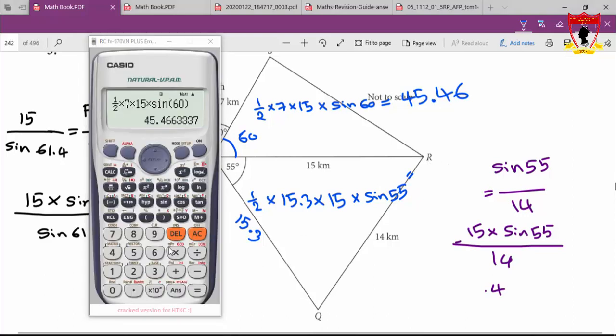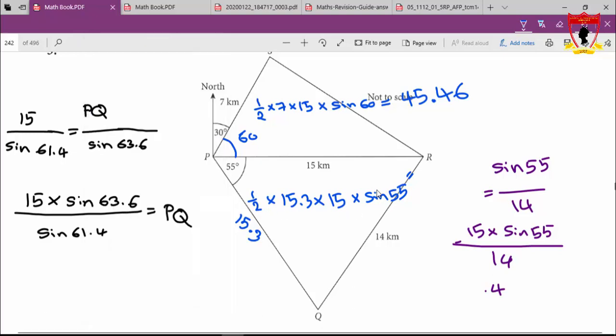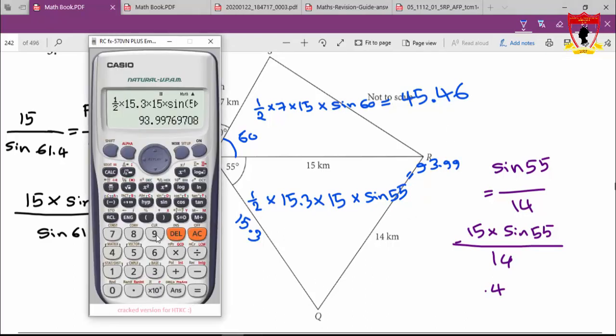Now here, 1 over 2 times 15.3 times 15 times sine of 55. So this is equal to 93.99. Now let's add these two numbers together. 93.99 plus 45.46 is equal to 139.45. To the nearest kilometer, it will be 139 kilometers.